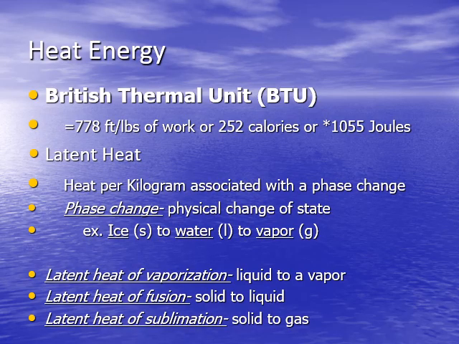Heat energy is a form of energy transferred between substances due to a temperature difference. 1 British thermal unit, BTU, equals 778 foot-pounds of work, 252 calories, or approximately 1,055 joules. Latent heat refers to the energy required for a phase change, such as fusion, solid to liquid, vaporization, liquid to gas, sublimation, solid to gas. These changes are common in fuel vaporization and anti-icing systems.